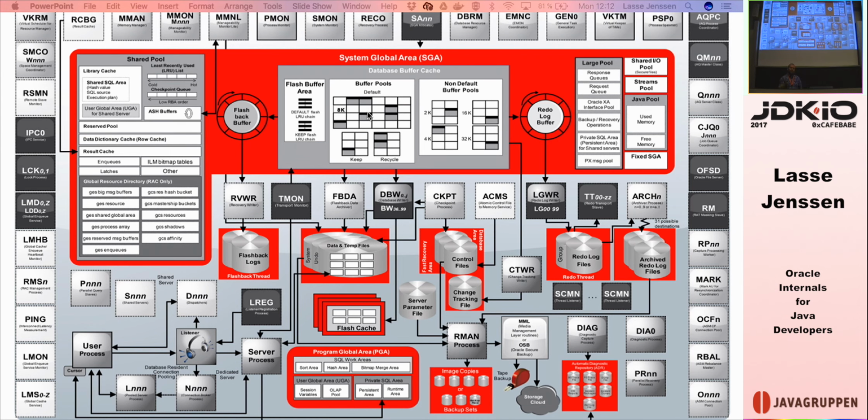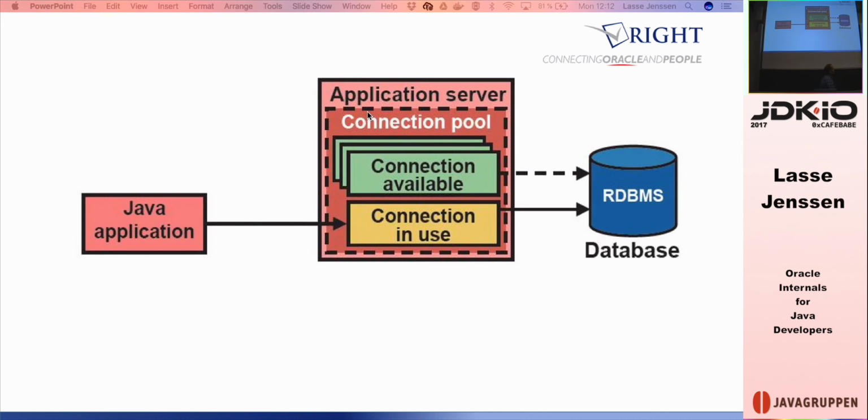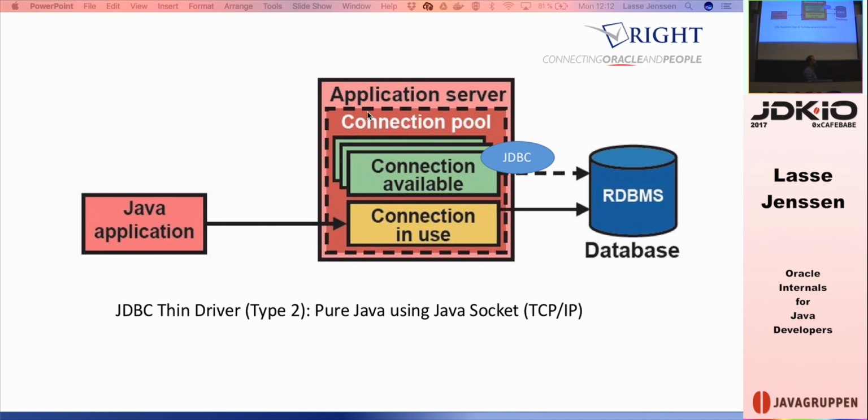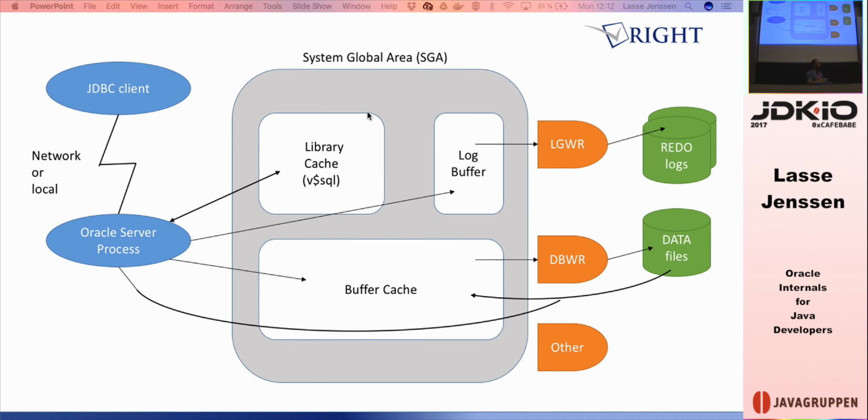So, let's jump into the internals. Let's see how this works. And instead of doing that very detailed page, we'll do this one. This is what you're used to. You have your Java application, you have your connection pool, you have your relational database, and in your connection pool you probably use the type 2 driver, or you might use the OCI driver that needs native C libraries. And your JDK client connects to the Oracle server, gets the Oracle server process, which will take all your queries.